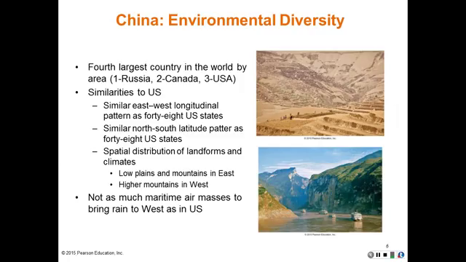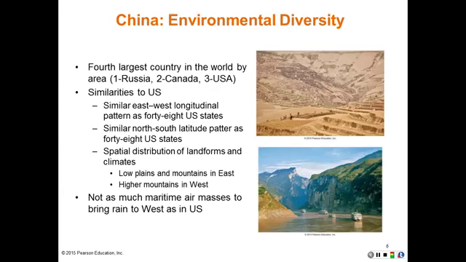China, environmental diversity. China is the fourth largest country in the world by area. Russia is the largest, Canada is the second largest, and the United States is third. China comes in fourth. China has certain similarities in terms of east-west and north-south range, with a similar east-west longitude pattern as the 48 United States and a similar north-south latitude pattern as the 48 states of the United States.